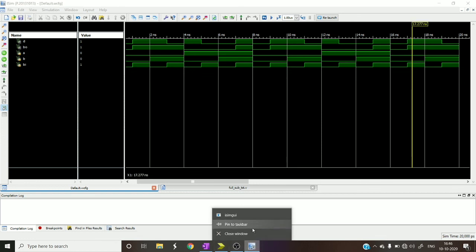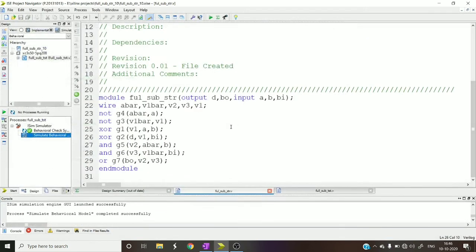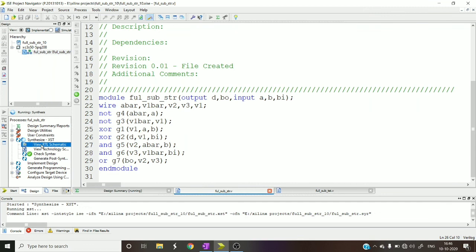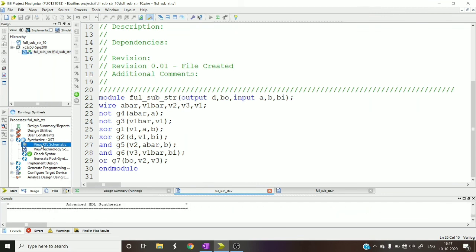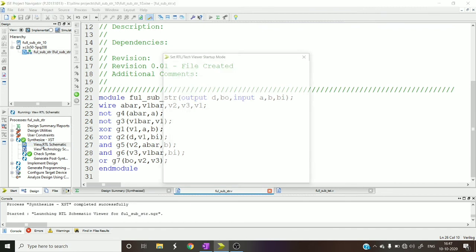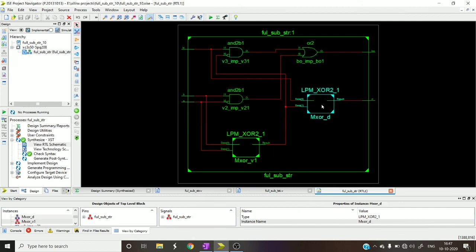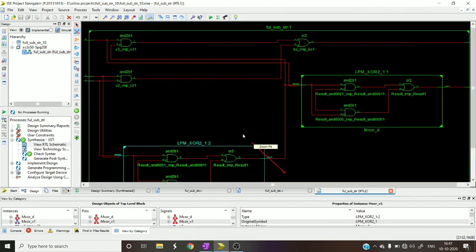Similarly, you can check the RTL schematic as well as the technology schematic, which is very important to look into how the structure would be and all those things. Okay, let us also check the RTL schematic of this full subtractor using structural level of abstraction, how the synthesizer will synthesize these things. Okay, so this is how it would be.